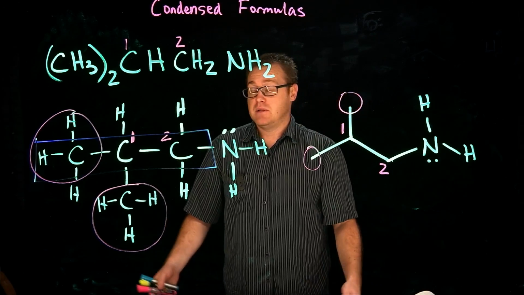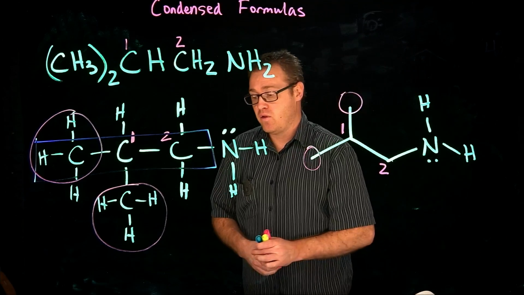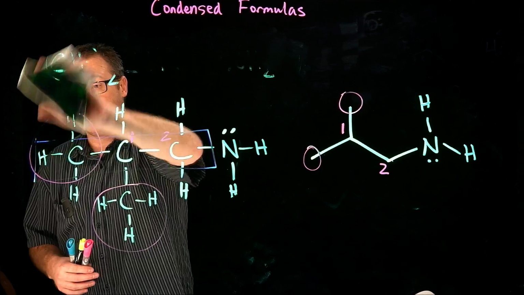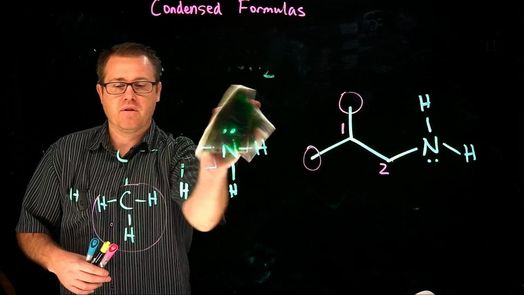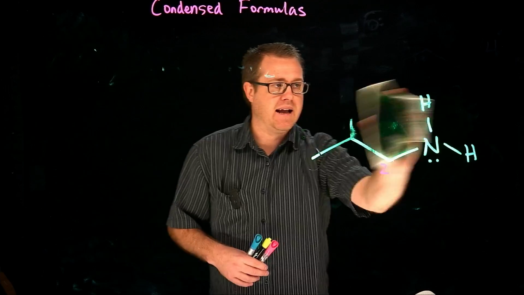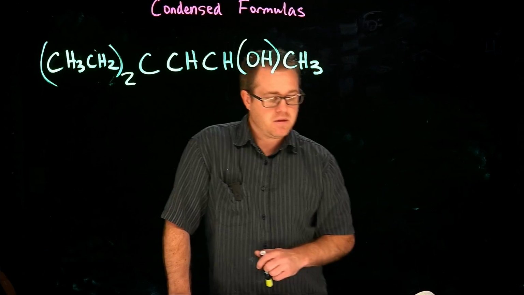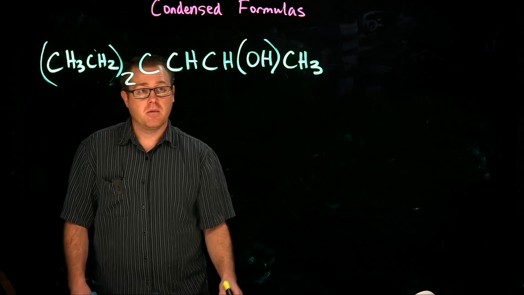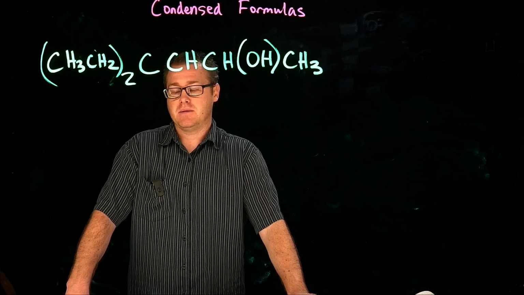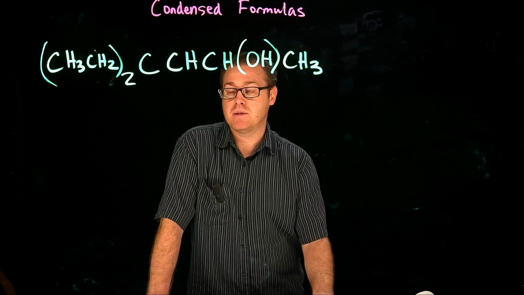Now we can get a little bit more complicated with our condensed formulas by taking a look at double bonds and triple bonds and converting those to Lewis structures and to zigzags. Okay, now this is a more complicated condensed formula here. So how do we approach this? The answer to that is following the same procedures that I've been using this whole time.